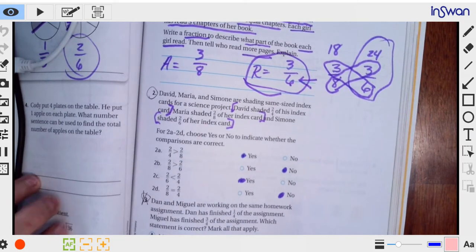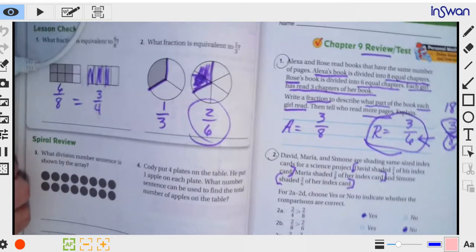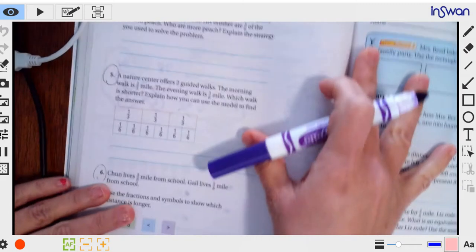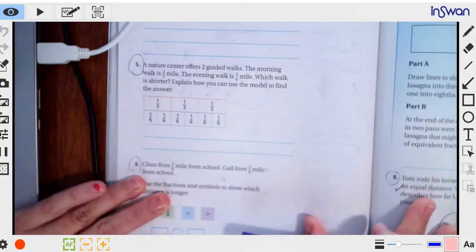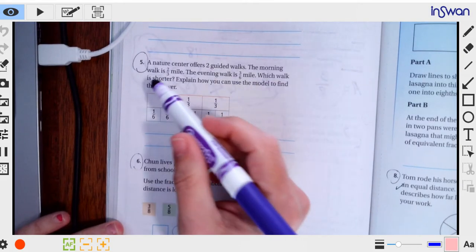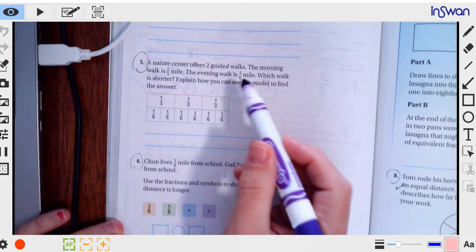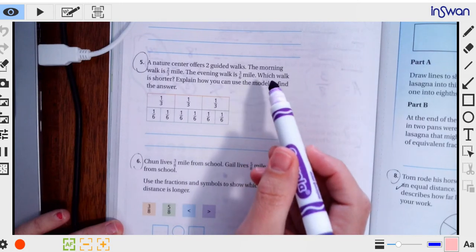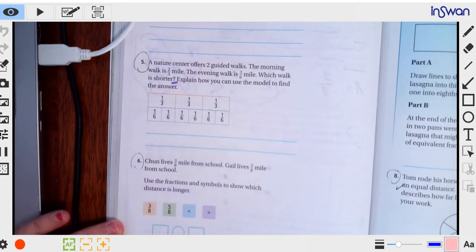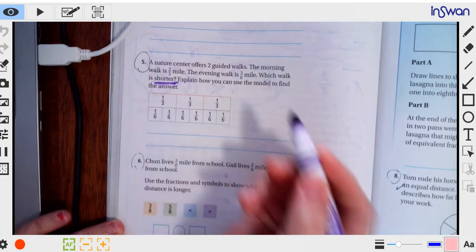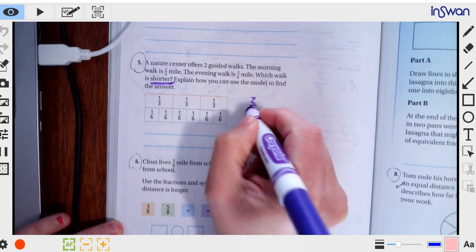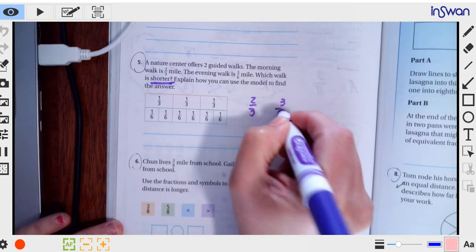All right, we're going to skip number 3. Let's go to number 5. A nature center offers 2 guided walks. The morning walk is 2/3 mile. The evening walk is 3/6 mile. Which walk is shorter? That's my first question. Okay, so we have 2/3 and we have 3/6.